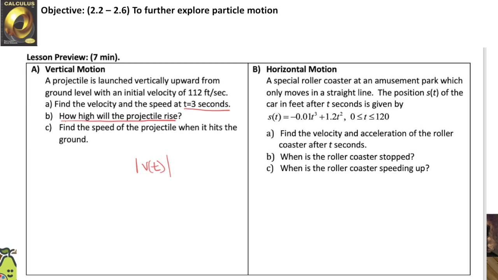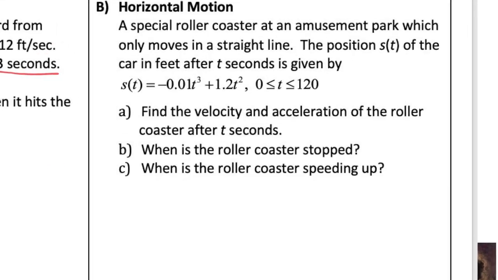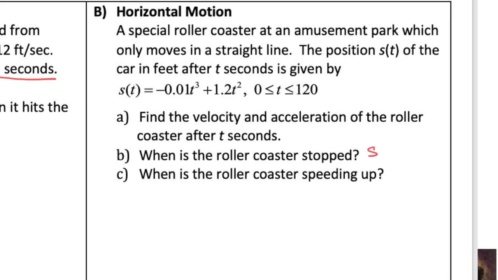Horizontal motion wasn't a whole lot different. When you were looking for the velocity and acceleration of your roller coaster, you found the derivative of your distance and the second derivative of distance. When is the roller coaster stopped? For the roller coaster to be stopped, you have to have your derivative equal to 0.